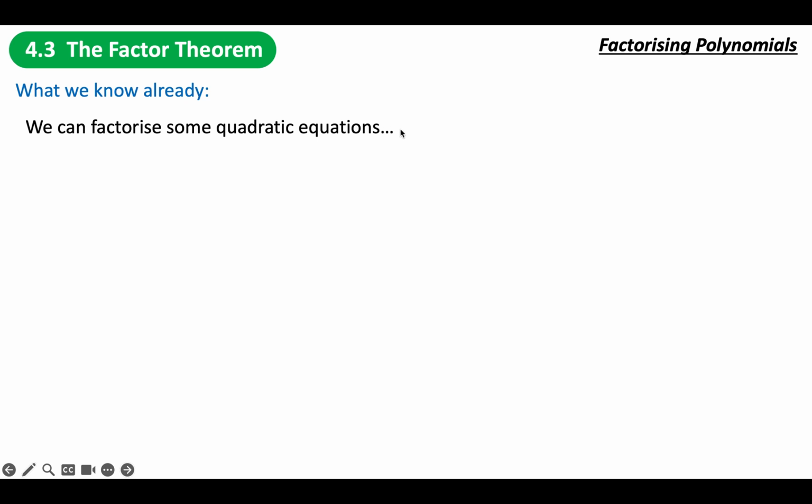We can factorise some quadratic expressions, like I just said. So this one here, x squared plus 3x minus 10. Obviously, we would be looking for factor pairs for negative 10 that add up to negative 3. So in this case, x minus 5 and x plus 2. Multiply to make minus 10, add to make negative 3 there.